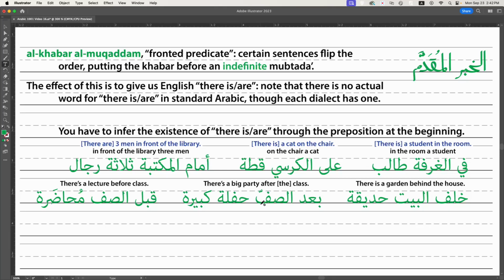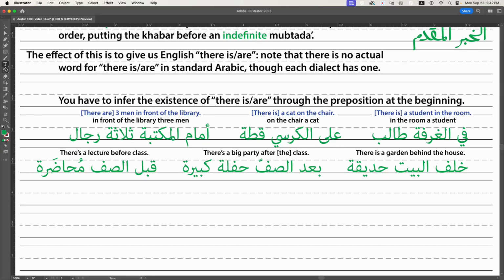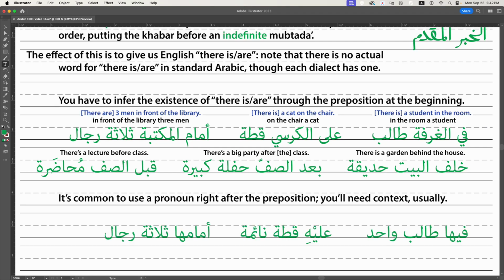And what you're going to do is flip them back and put "there is" or "there are" in front of the whole sentence in order to translate these into idiomatic English. Not difficult, just different from the way that English works. It's really common to use a pronoun right after the preposition, and usually you'll need context to know what the pronoun refers to, so these examples are kind of dragged out of nowhere.